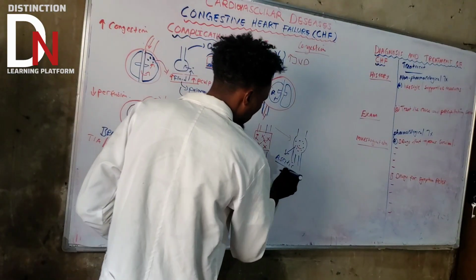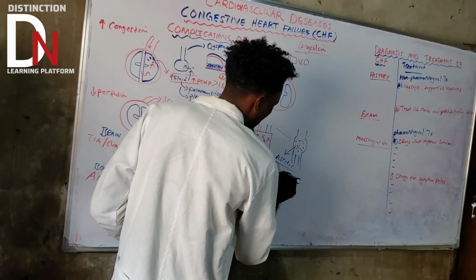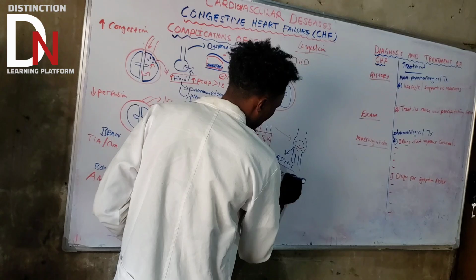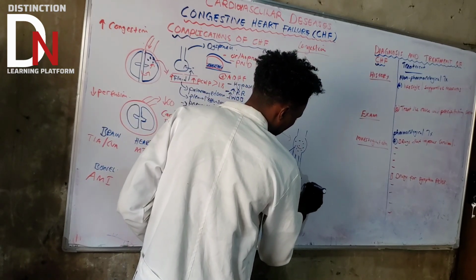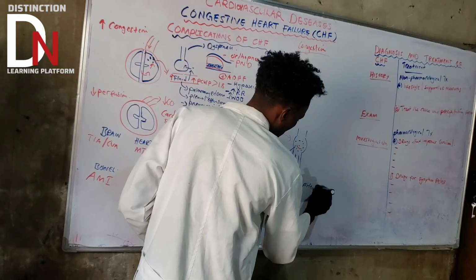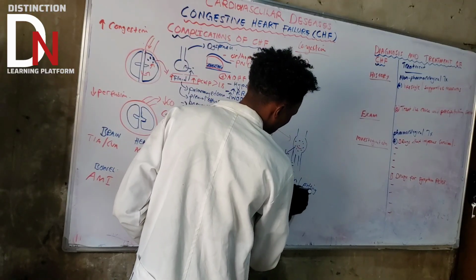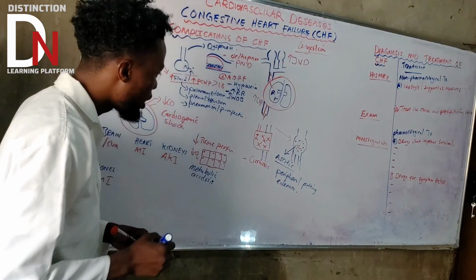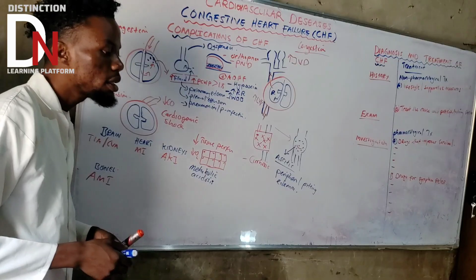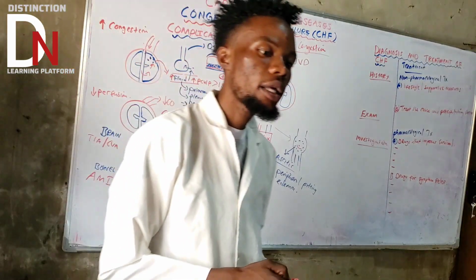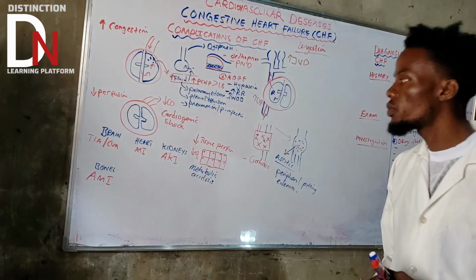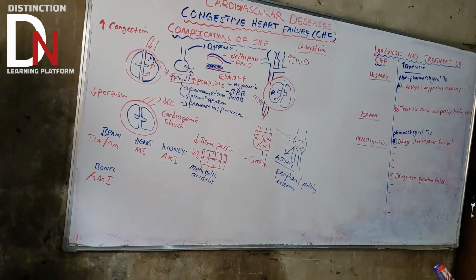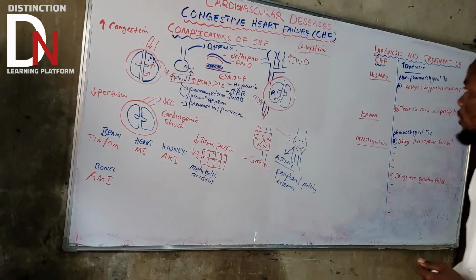So what are we saying? The other clinical sign that you can see is peripheral pitting edema. A lot of complications and signs and symptoms can arise from right-sided heart failure and also left-sided heart failure.